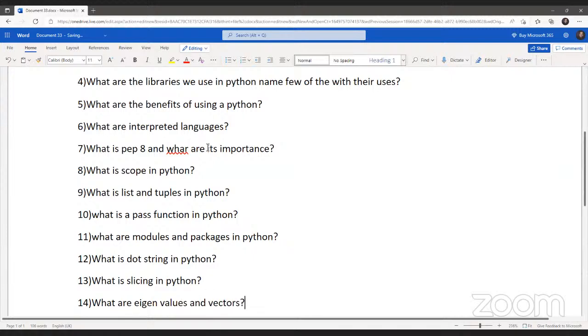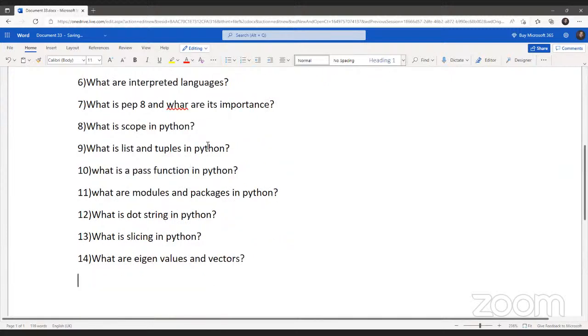what are eigenvalues and eigenvectors? If anyone knows the answer, ping me in the chat box and we'll discuss the answer within a minute.